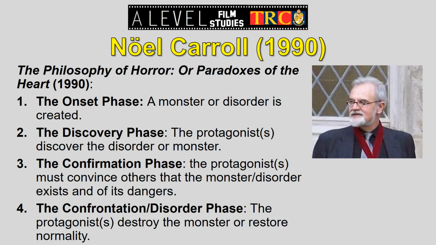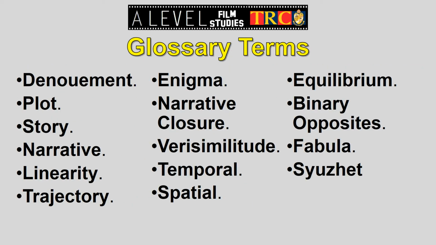So there are some more advanced ones. These are all of the terms that you will have learned through these 3 videos. Denouement, plot, story, narrative, linearity, trajectory, enigma, narrative closure, verisimilitude, temporal, spatial, equilibrium, binary opposite, fabula, and sujet. They all need adding to your glossary.